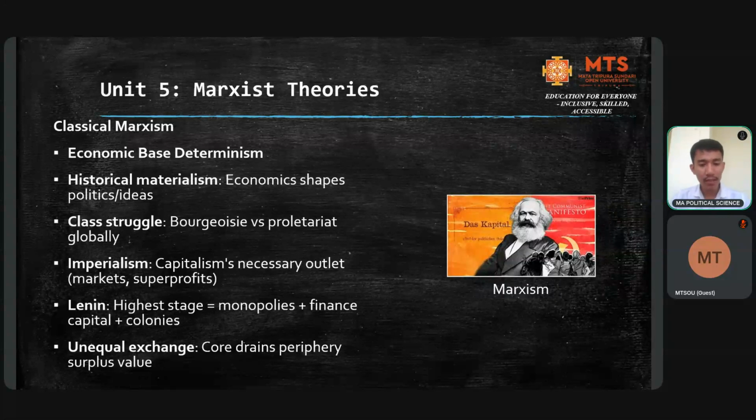What happened? Marxism told that the core drains the periphery's surplus value. Core means the rich country. They always try to take away all the honey and gold from the poor countries, and that's how they exploit. So these are the ideas of Marxist theories.